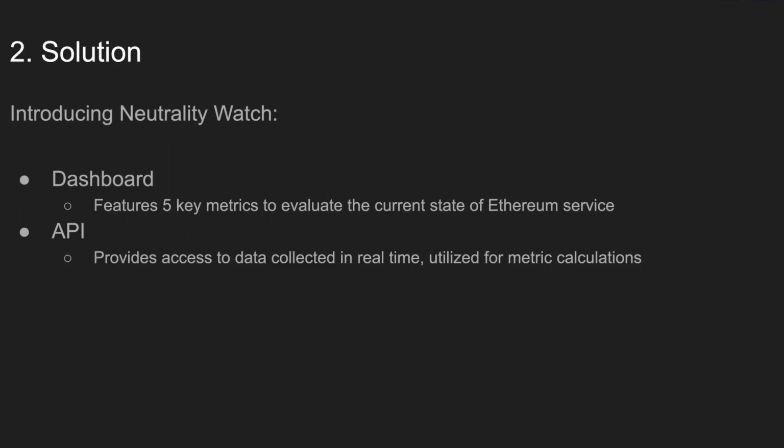We built a Neutrality Watch. It consists of two parts. The first one is a dashboard with 5 key metrics and an API, which provide access to the data which we collected in real time and which we use for our metric calculations.